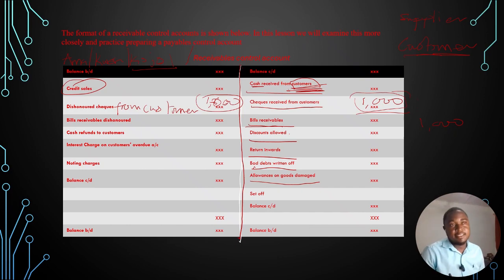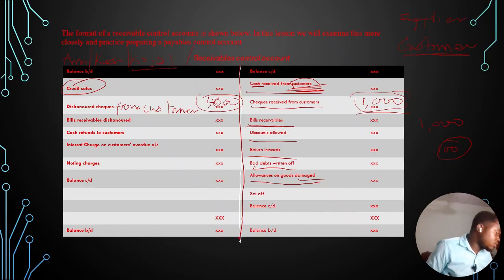500 is too much. So let's say 100 Ghana cedis of the goods has been damaged. So you must give an allowance to the customer in order to trade with him always.